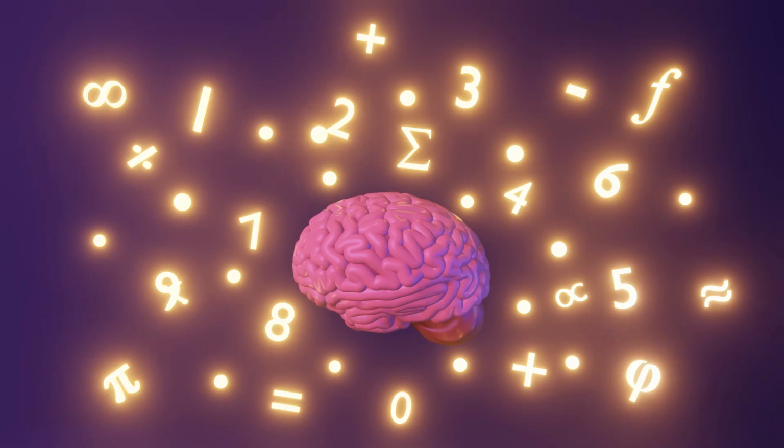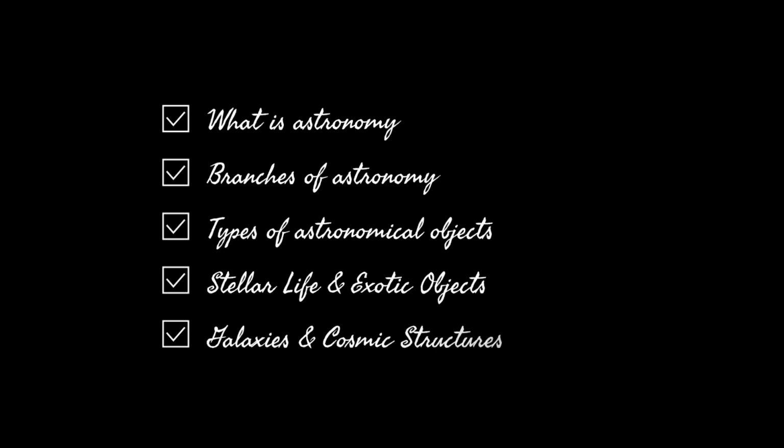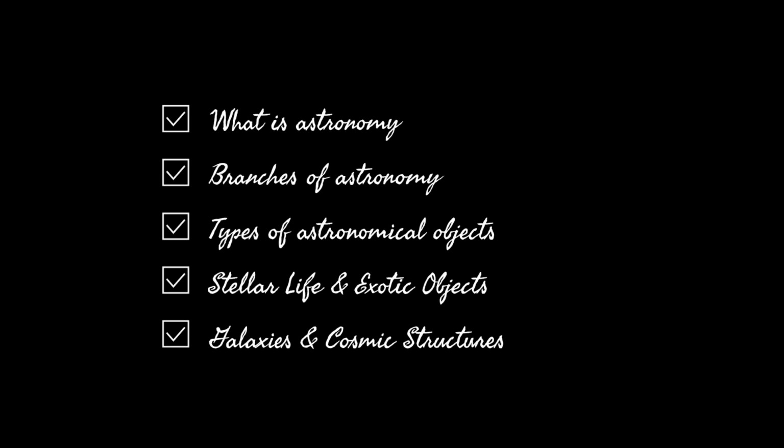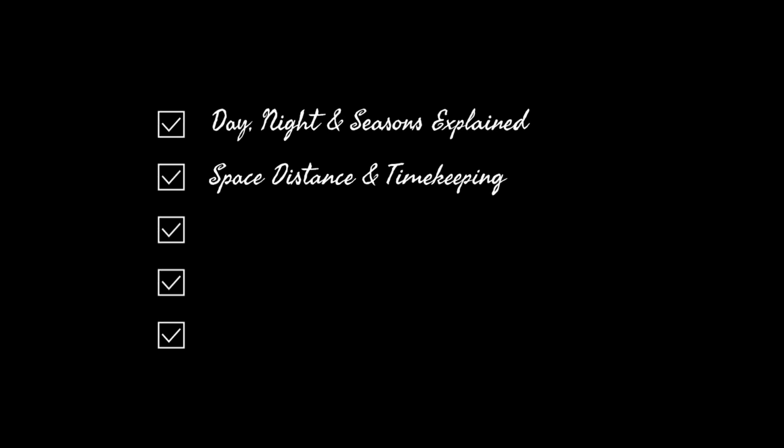Before we dive in, here's what you are going to learn in the next few minutes. First is what is astronomy? Second, branches of astronomy. Third is types of astronomical objects and their classification by scale. Fourth is stellar life and exotic objects. Fifth is galaxies and cosmic structure. Sixth, day, night and seasons explained. Seventh is space distance and timekeeping.